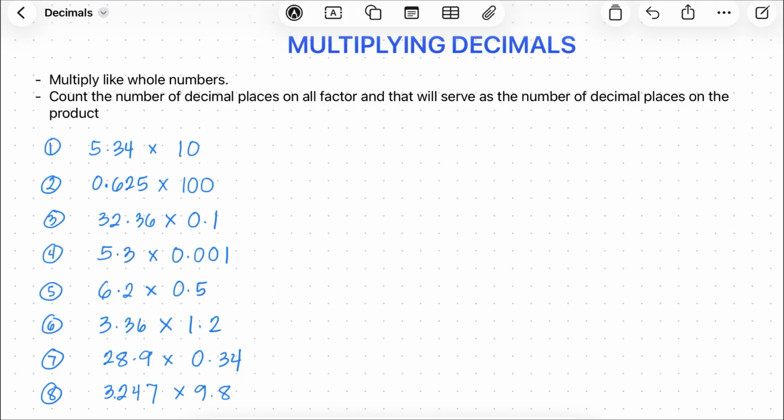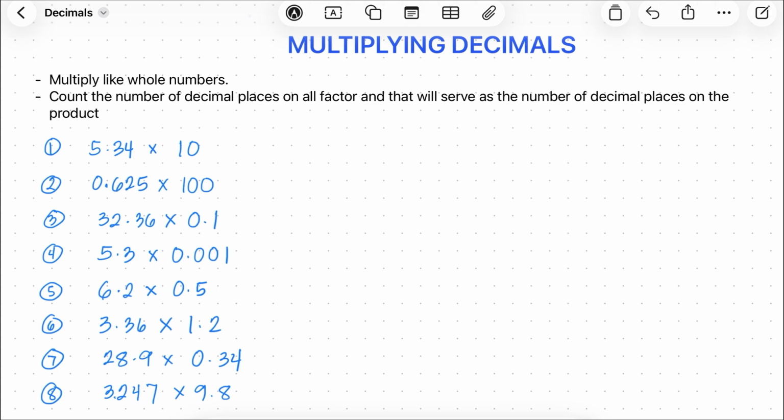Hi Mathletes, in this video you will be learning how to multiply decimals. To do that, you will simply multiply them like whole numbers, count the number of decimal places on all factors, and that will serve as the number of decimal places on the product. So let's take a look at some examples.